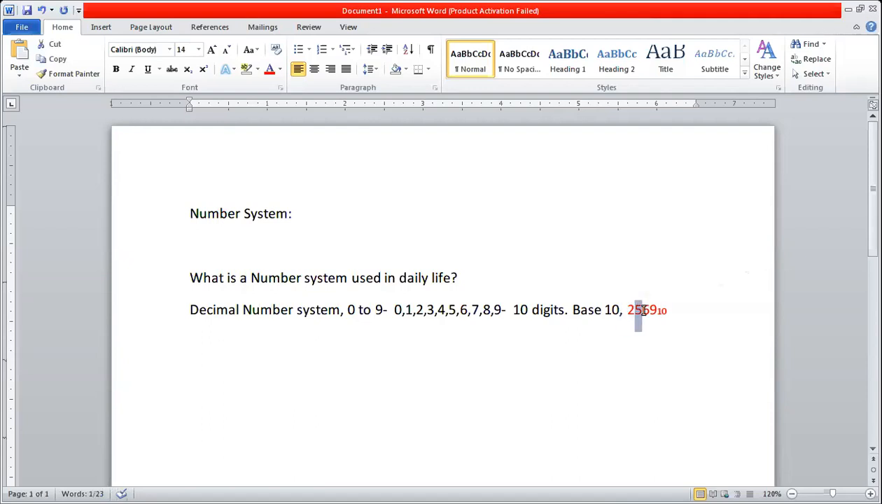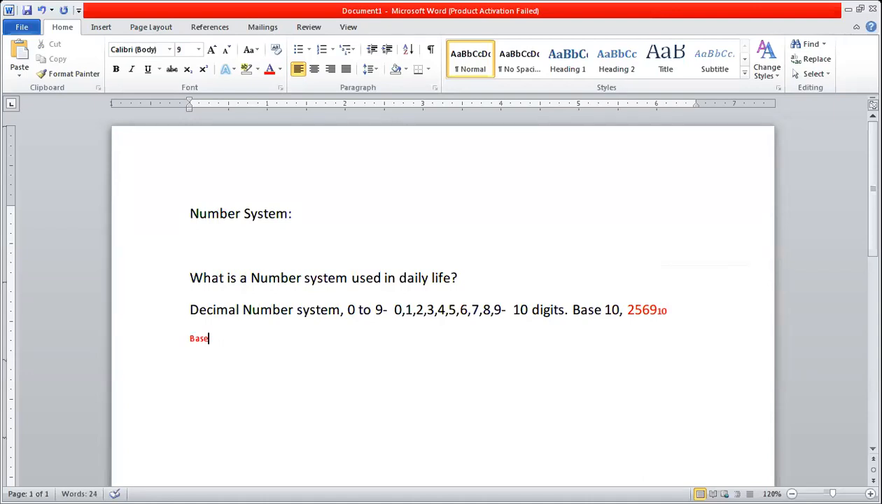So 2569, we usually call it 2569 because we have given some places for these numbers, correct? Like the place of 9 is 1, the place of 6 is 10, the place of 5 is 100, and the place of 2 is 1000. Okay, so this number is represented in base 10, that is the decimal number system. Okay, so like that, what else do we have?